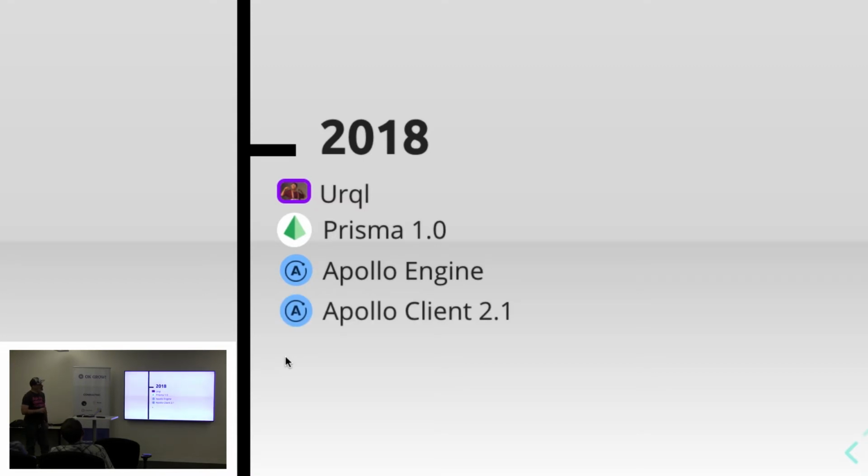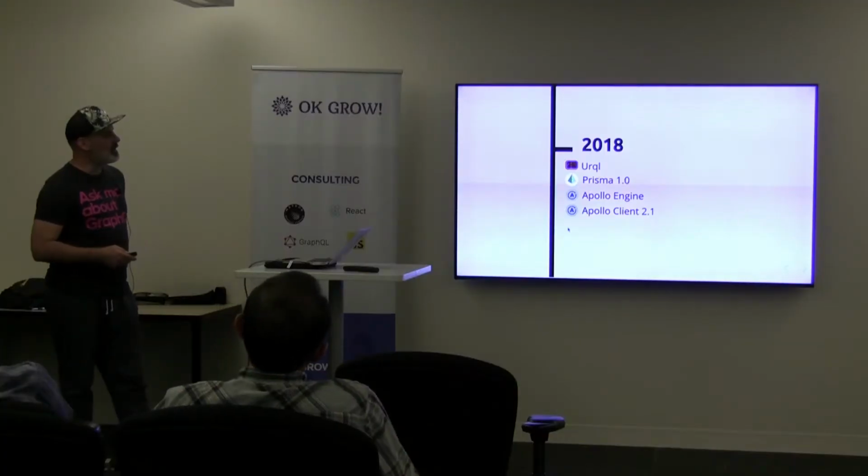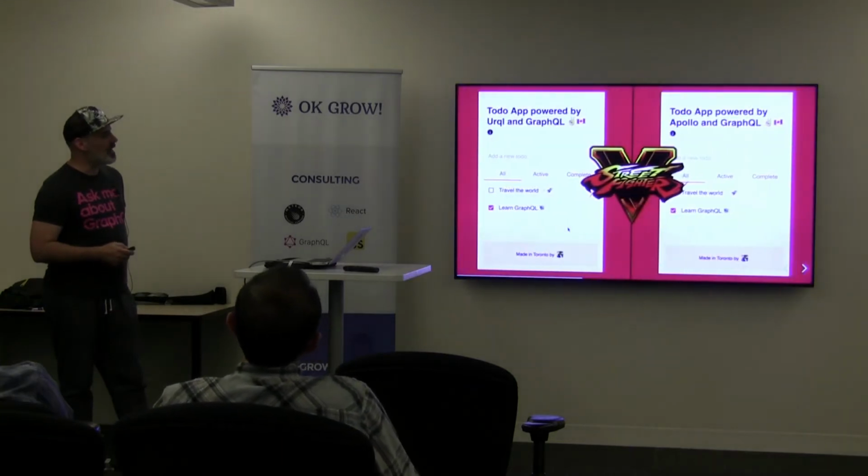Just after this release of Apollo Engine, we got Apollo Client 2.1. And this introduces some new changes. There's new components that are using render props, which is a new way of implementing higher-order components in a little bit nicer interface. And that's more or less the whole timeline.